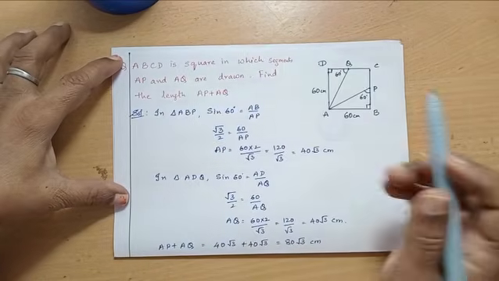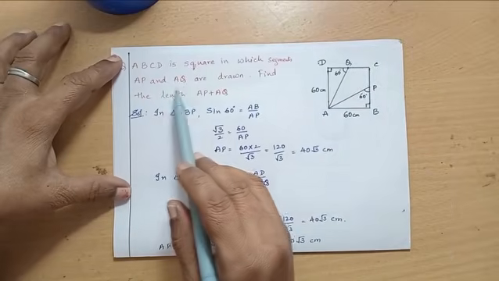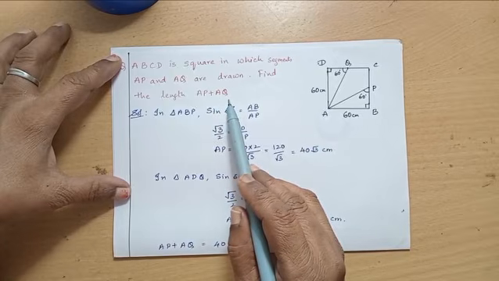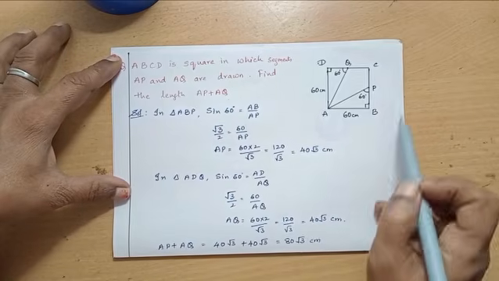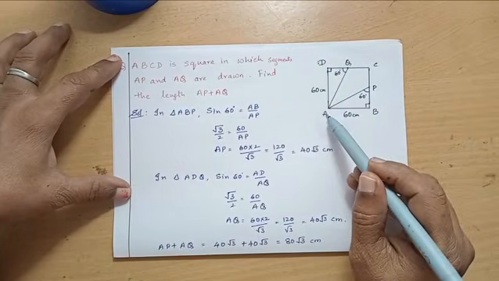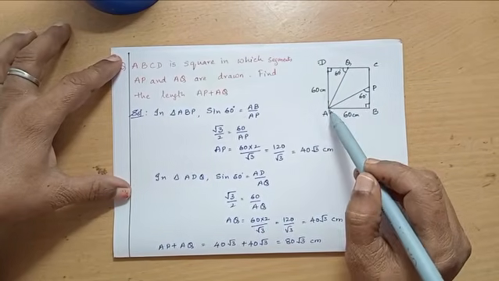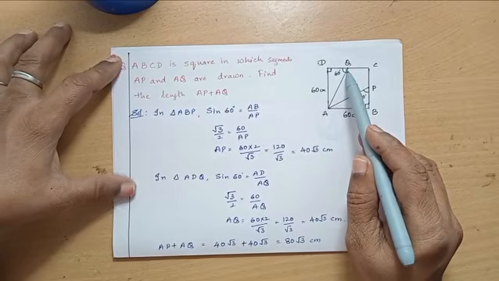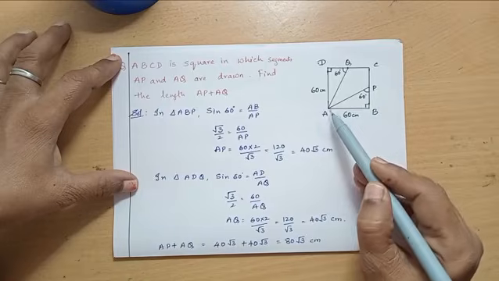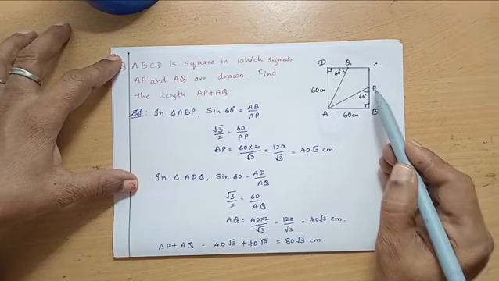ABCD is a square in which segments AP and AQ are drawn. Find the length AP plus AQ. ABCD is a square. Hence the angles will be 90 degrees. Triangle ABP and triangle ADQ are right triangles. Hence, in triangle ABP, we need to find what is AP.